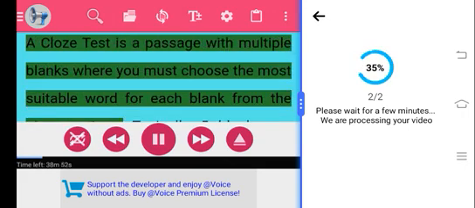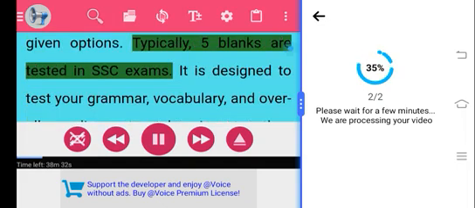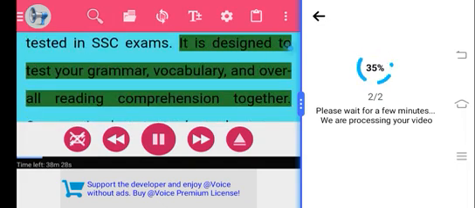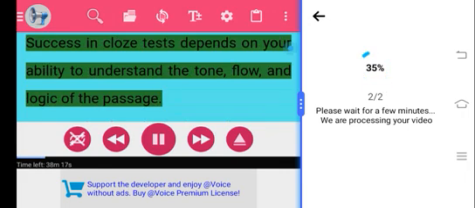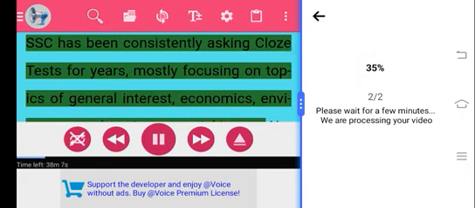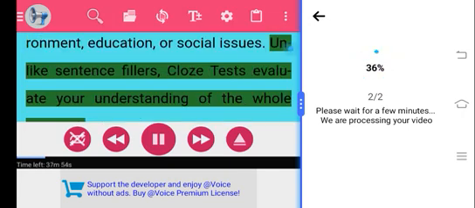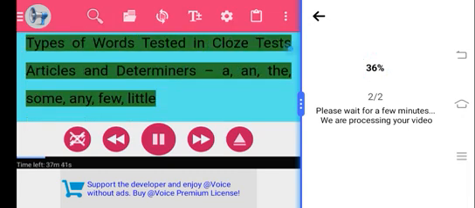A close test is a passage with multiple blanks where you must choose the most suitable word for each blank from the given options. Typically, 5 blanks are tested in SSC exams. It is designed to test your grammar, vocabulary, and overall reading comprehension together. Success in close tests depends on your ability to understand the tone, flow, and logic of the passage. SSC has been consistently asking close tests for years, mostly focusing on topics of general interest, economics, environment, education, or social issues. Unlike sentence fillers, close tests evaluate your understanding of the whole passage.